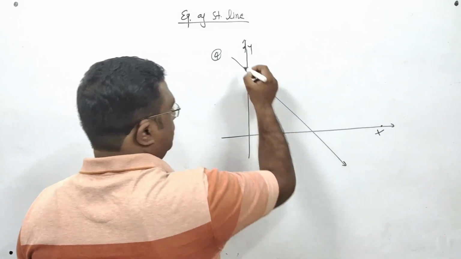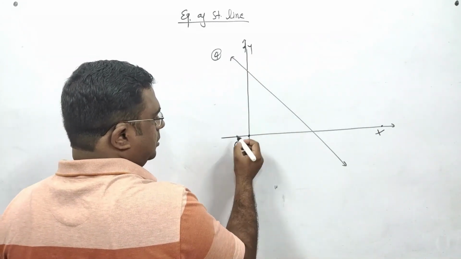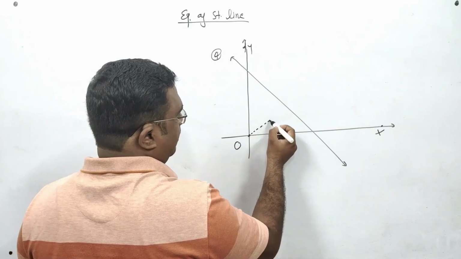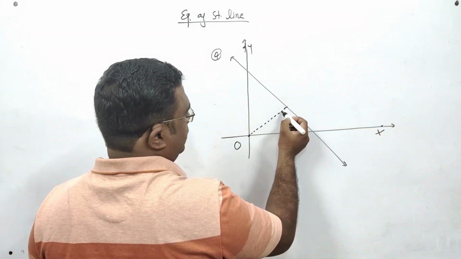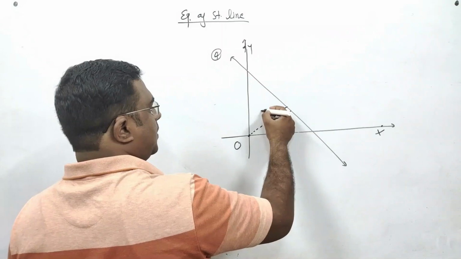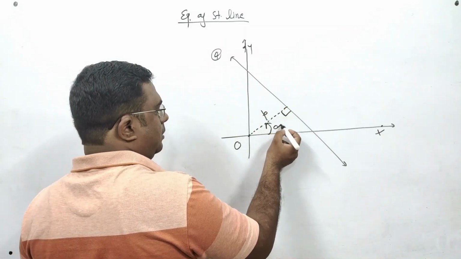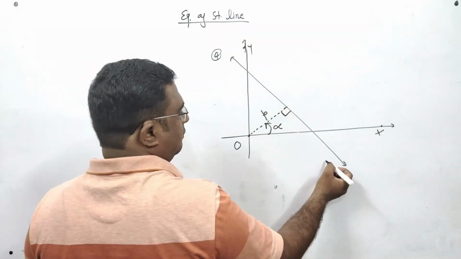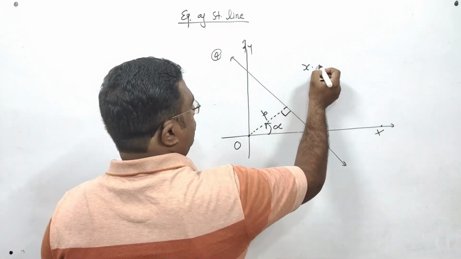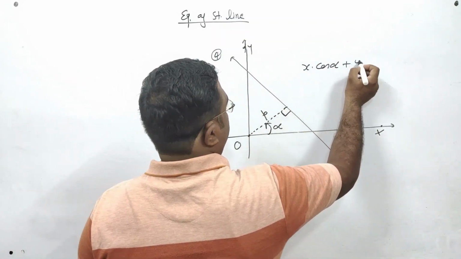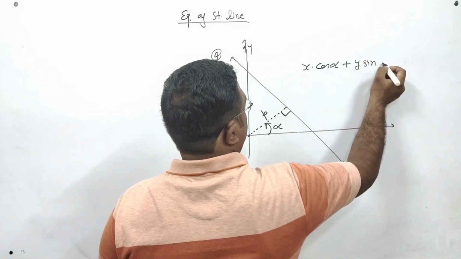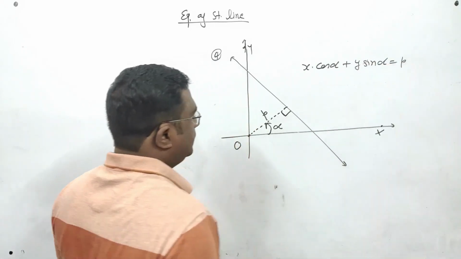Suppose it is a straight line and it is the origin, and from the origin I have drawn a perpendicular to the line. The length of this perpendicular is small p and this angle is alpha. Then the equation of this line will be x cos alpha plus y sin alpha is equal to p.